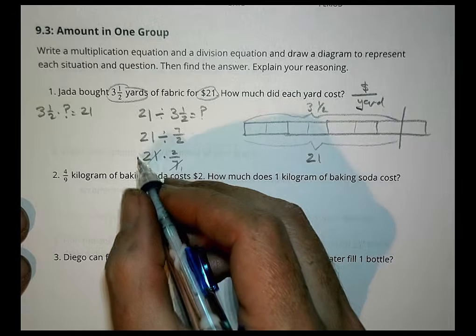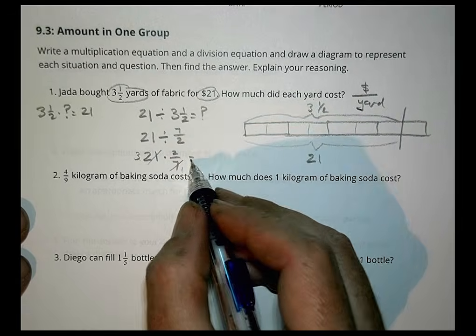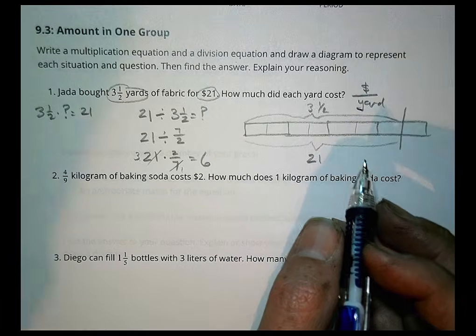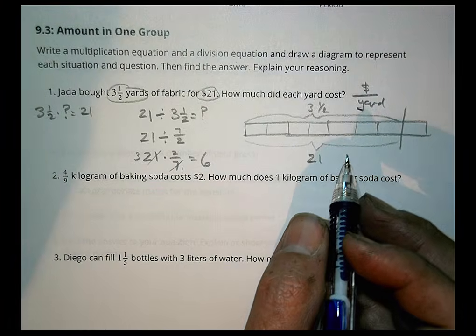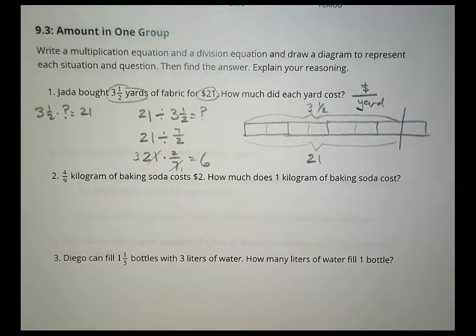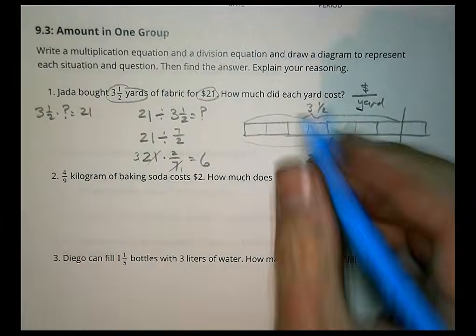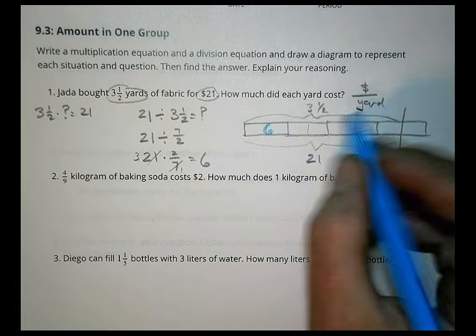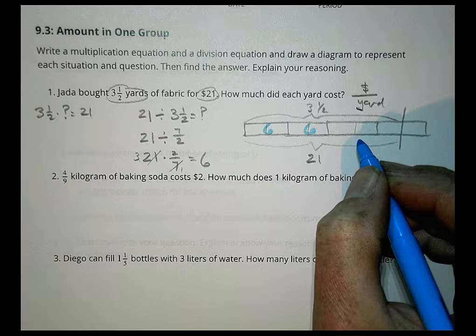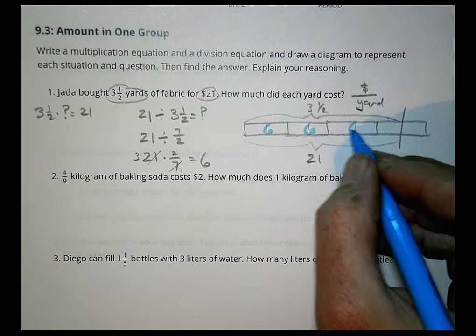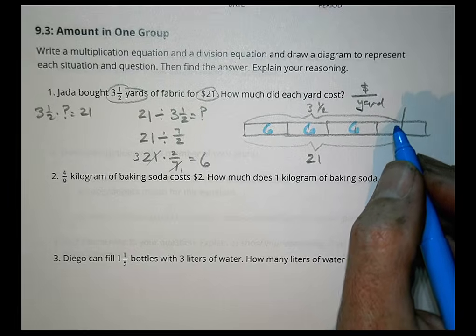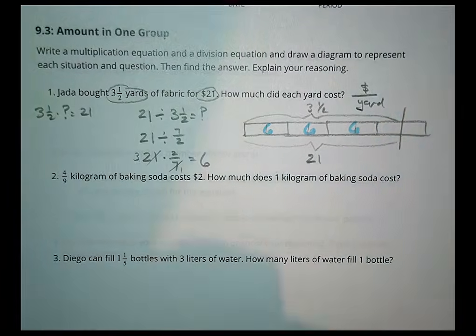7 goes into 21 3 times, and 3 times 2 is 6. And so what we're going to say is that 1 yard is going to cost us $6. Okay, so let's see if that actually works out to be accurate. So what we're saying here is that this would be $6 for 1 yard, and $6 for another yard, and $6 for another yard. 6 times 3 is 18, right? Is that about right? So we have $18 there.